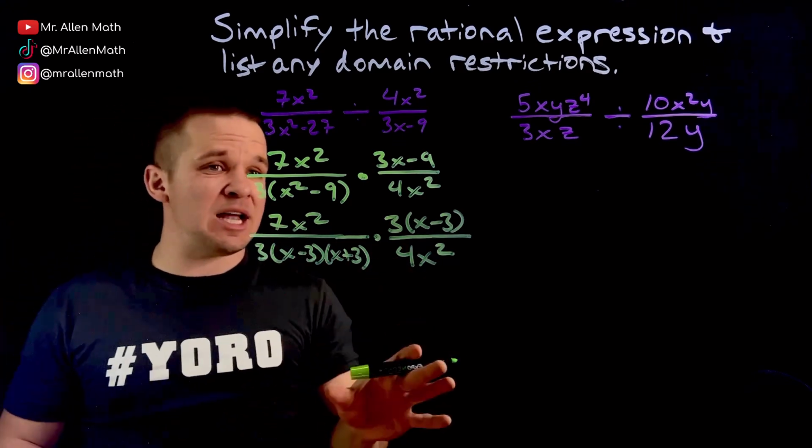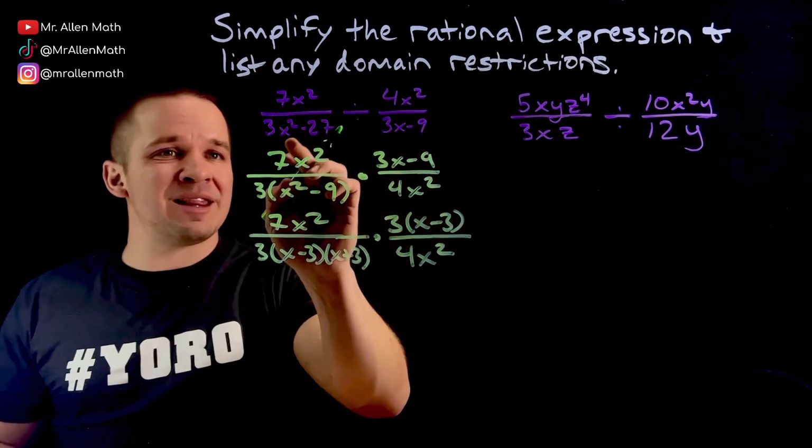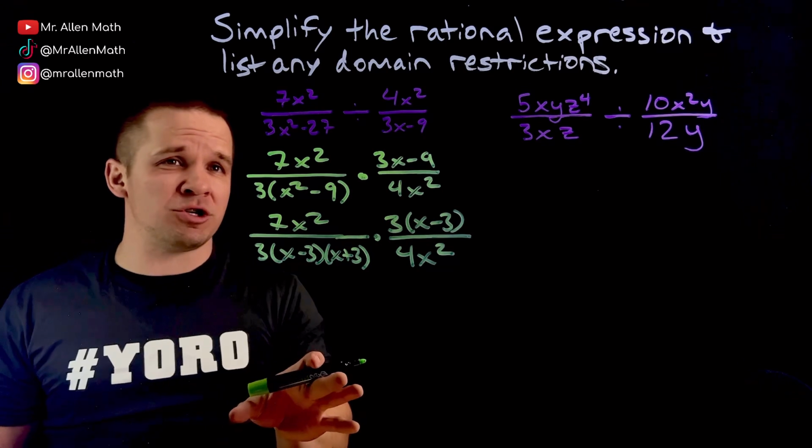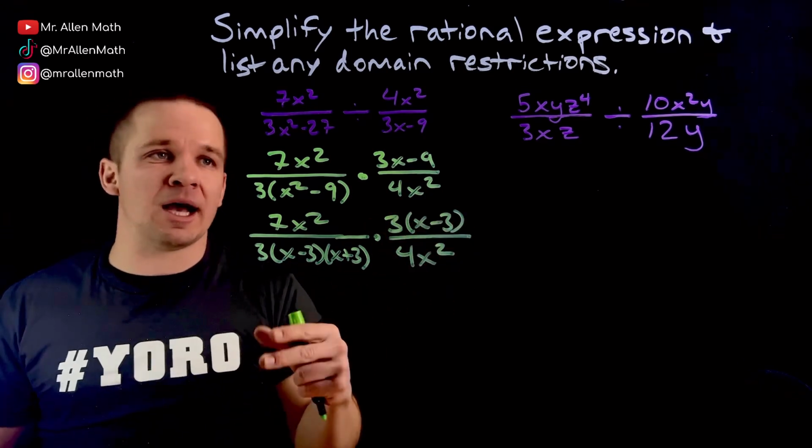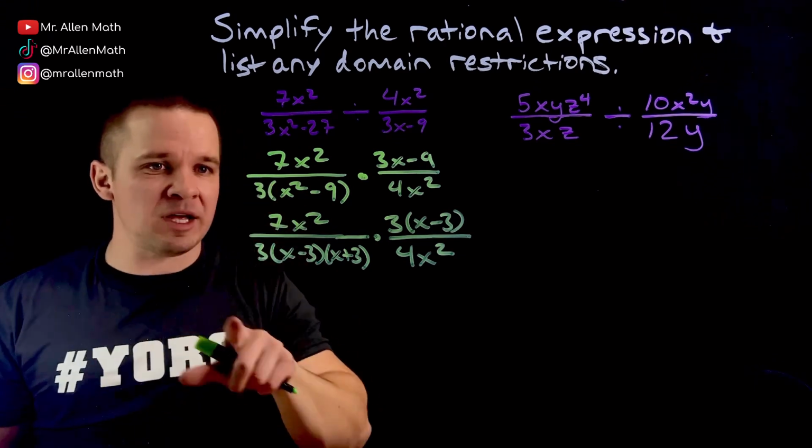As I stated before, these two and that one right there all play into my domain restrictions. So it's going to be 3, negative 3, 0, and, well, 3 again. So no big deal. Let's remember those for the end of the problem.